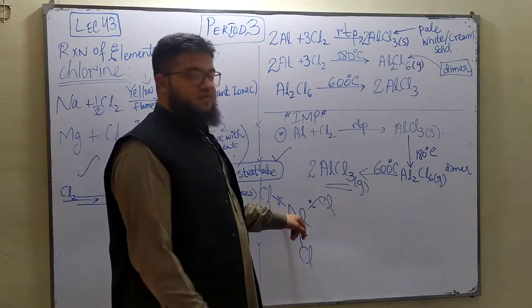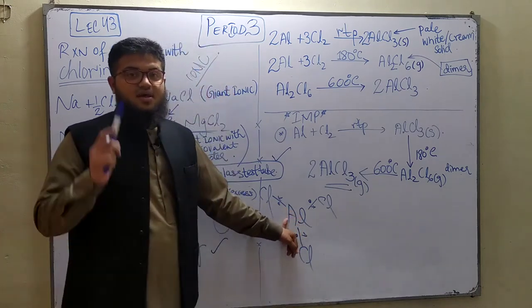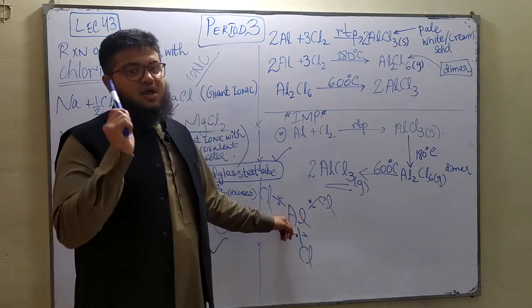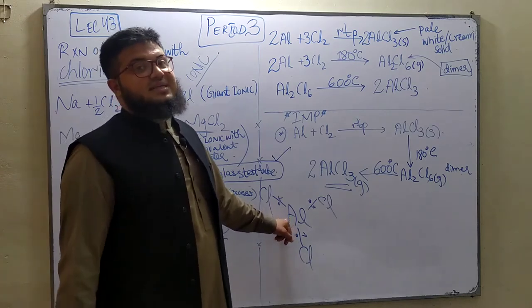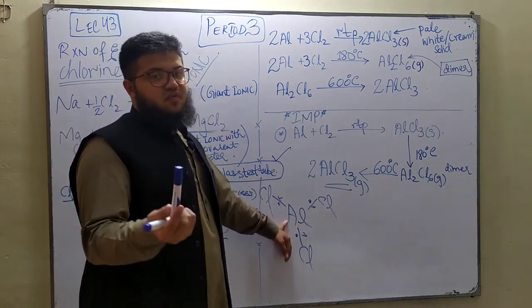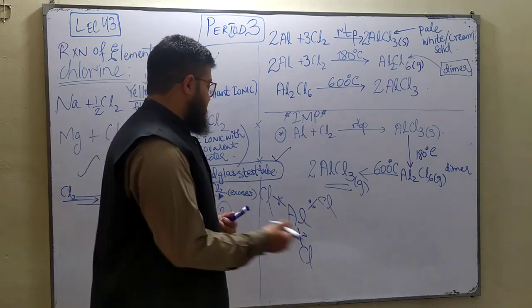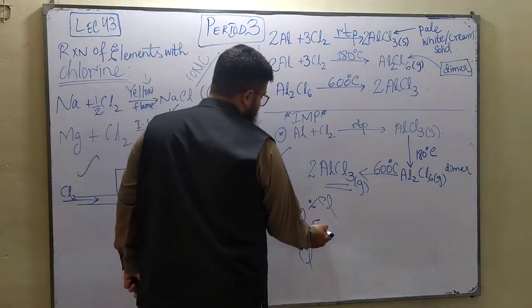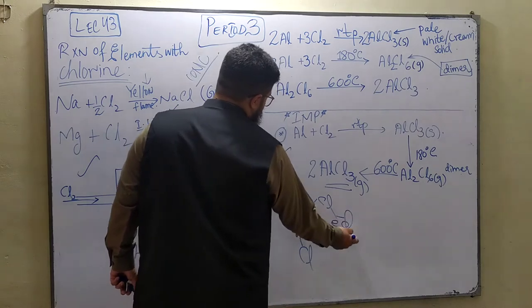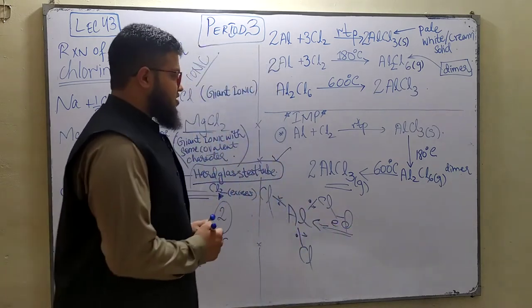Okay, aluminum over here, since it lacks one pair of electrons, one orbital is empty, it can accept a lone pair of electrons via a dative bond. Okay, AlCl3, such a compound is called an electron deficient compound, and the octet has been violated.